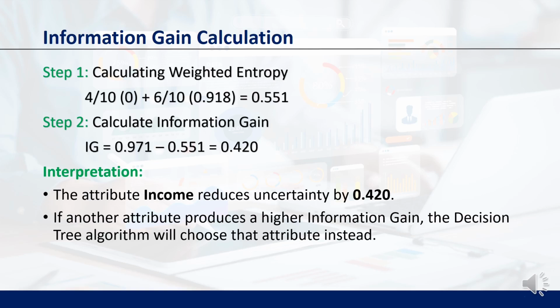The result is approximately 0.551. Now calculate the information gain. The parent entropy is 0.971 and the child entropy is 0.551. Therefore, information gain is equal to 0.420. So the income attribute provides an information gain of approximately 0.42. If another attribute gives higher information gain, then that attribute will be preferred. This is how the decision tree makes splitting decisions mathematically rather than arbitrarily.